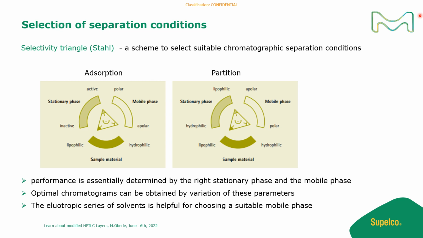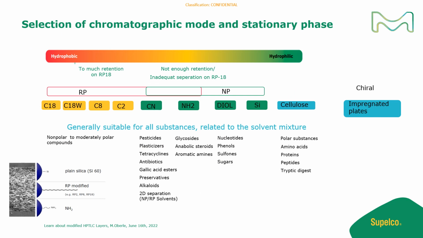So an overview of the available layers is given on my next slide. In general, all layers are suitable for all substances, and the separation is related to the solvent mixture. If a compound is hydrophobic, so with a positive log P value, then the use of a reversed phase is recommended. For lower polar analytes, you can switch to a normal phase.